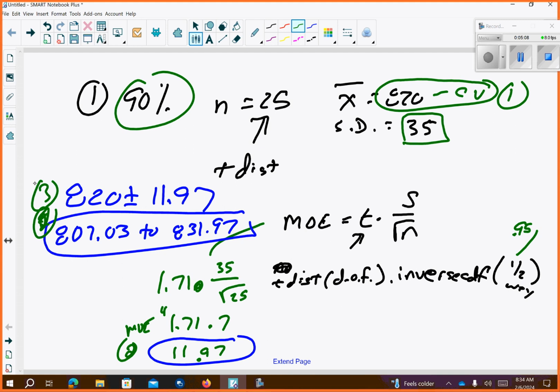We are 90% confident that if we did another random selection of 25, we're on page 87, friends. If we did another random selection of 25 of our hamburgers or cheeseburgers, our calories for those cheeseburgers would be between 807.03 to 831.97.